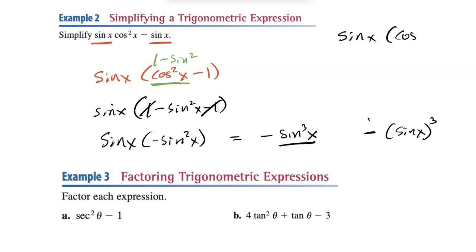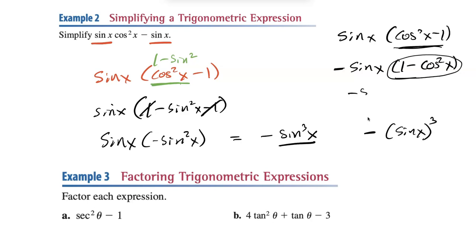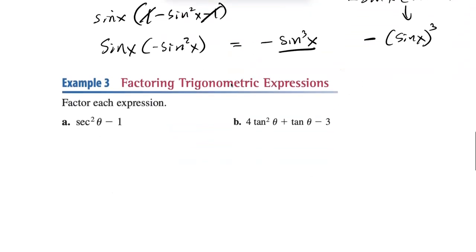And we add this. Another way you could have done this is you could have factored out a negative from here. So if you remember, when you factor out a negative, it switches everything on the inside. So it'll be 1 minus cosine squared, and then that is just sine squared. So negative sine of x times sine squared, and you get the same thing. So there are lots of ways you can do it. When you do simplification, when you do trig identities, there are usually lots of ways to get the same answer.